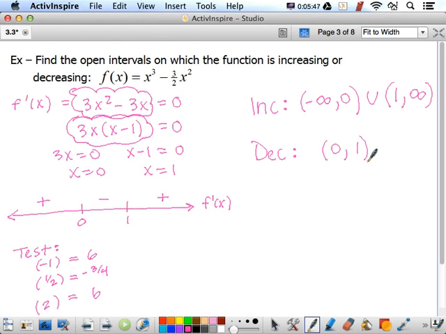Make sense? So if I had to guess, from what I know about cubic functions and from what we've determined here, this graph is going to look like this. From negative infinity to whatever this point is, 0 comma something, and we didn't find it. And then this point would be 1 comma something. So increasing, decreasing, increasing. Make sense? So this kind of gives you an idea of how you could graph something very quickly without a graphing tool.